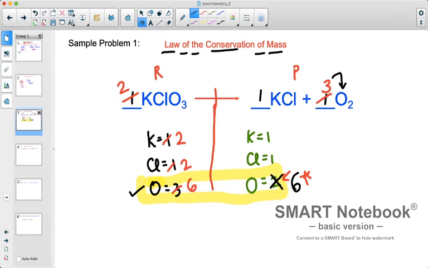And the rule, or the hint, is to go to the side that has least. So if I start with potassium, it has only 1. What can I do to this coefficient? If I'm lost, I'll just go up one number. I put a 2 in front of here.